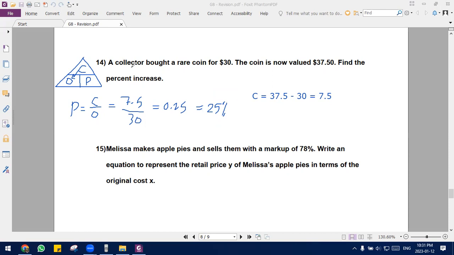So the collector gets a 25% increase. Like he increased the price of the coin. The value increased.